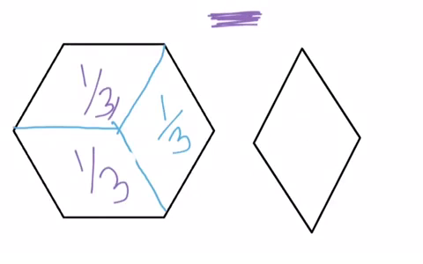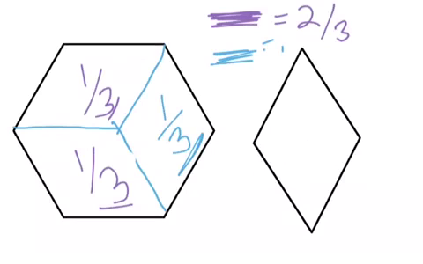Now what if I asked you how much of my hexagon is purple? Well, you have 1/3, 2/3. So 2/3 would be purple. And how much of it is blue? You have 1/3. 1/3 of that is blue.